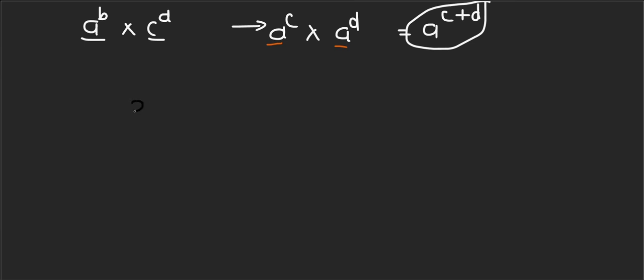So if I'm given x to the power of y multiplied by x to the power of z, this is equal to x to the power of y plus z. So this is how you can apply the law of exponents. It must be the case that the bases are the same. If the bases are not the same, then it's not true.